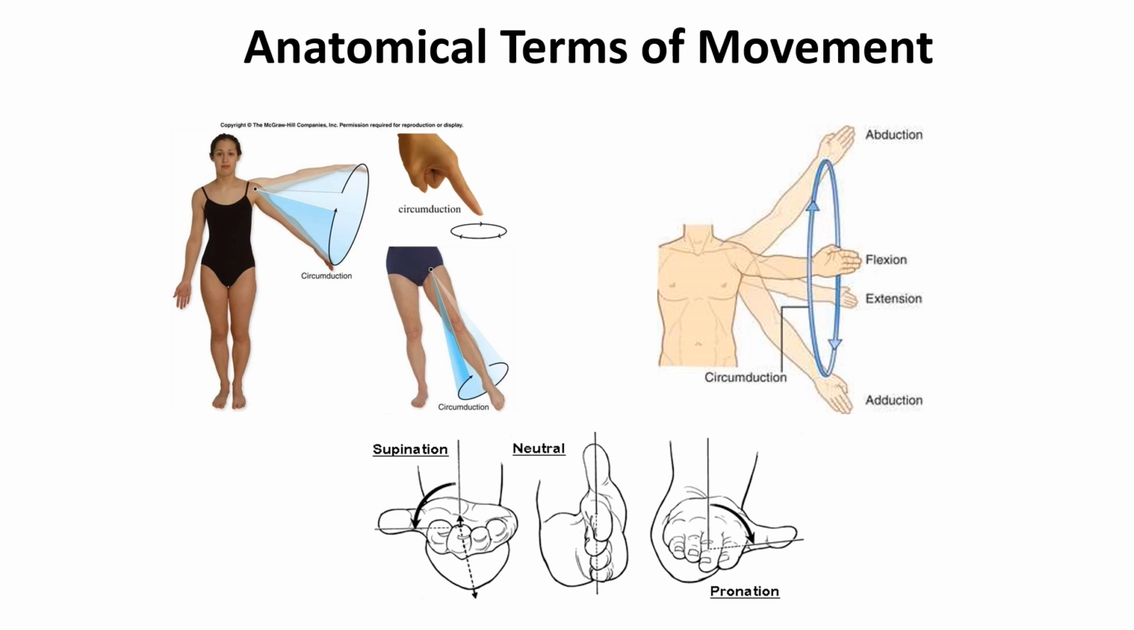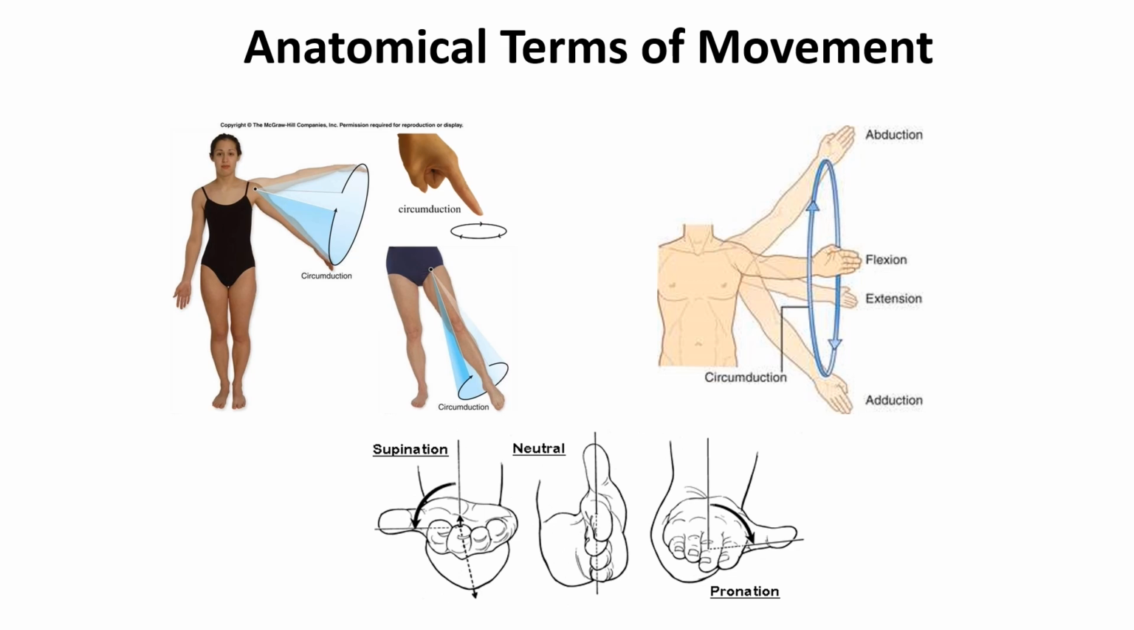Circumduction. In this case, it is the orderly combination of shoulder movement so that the hand traces a circle and the arm traces a cone. It is produced by shoulder flexion, abduction, extension, and adduction.